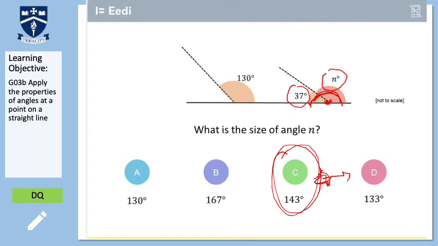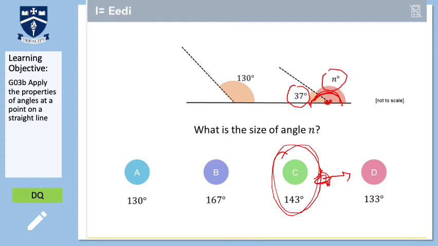133 add 37 actually gives you 170, not 180. And with the other one, what have they done potentially incorrectly? With 167, they've potentially added 130, add 37, and they have got 167 as the missing angle.